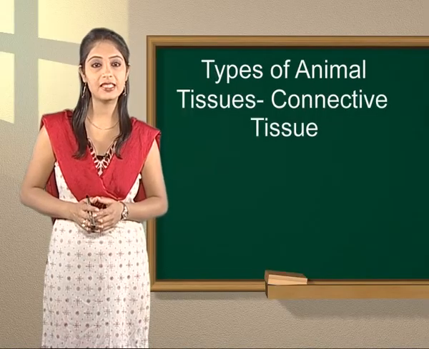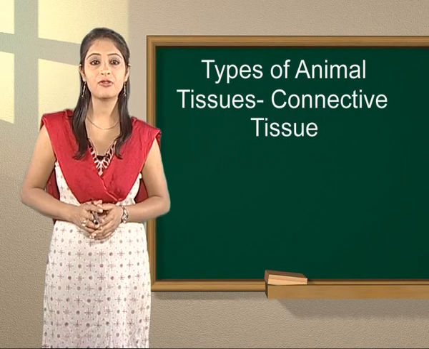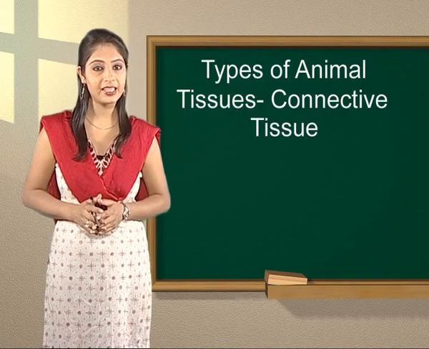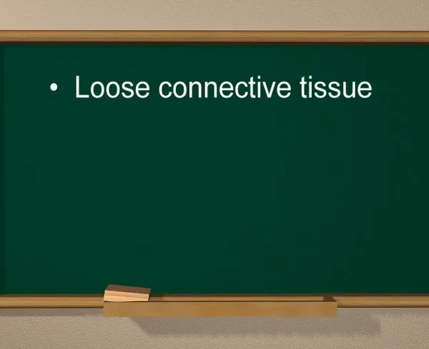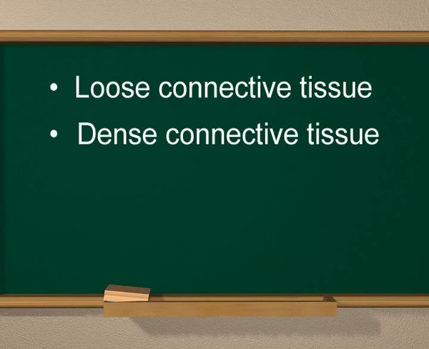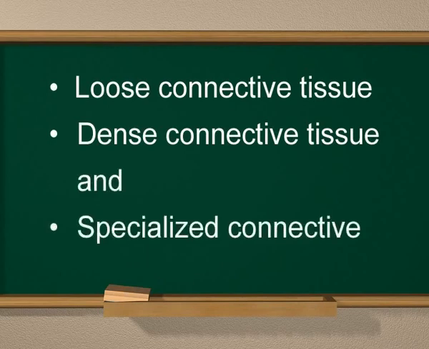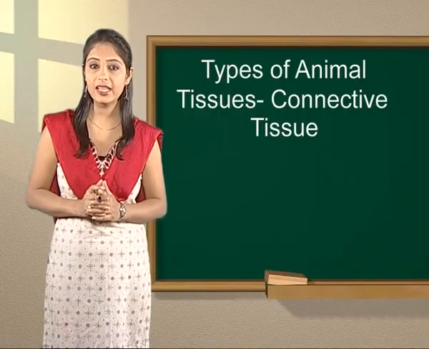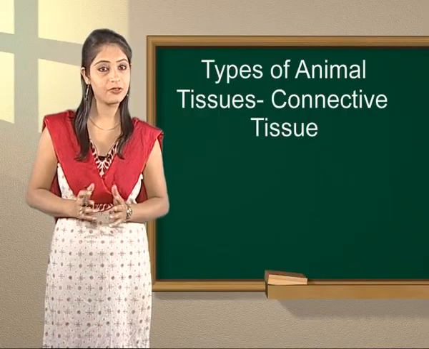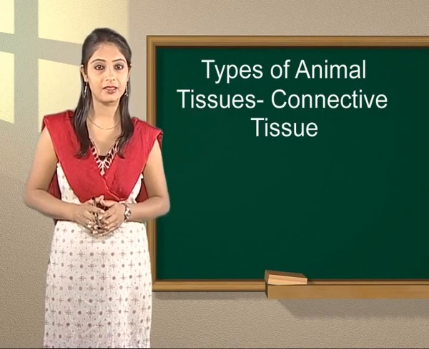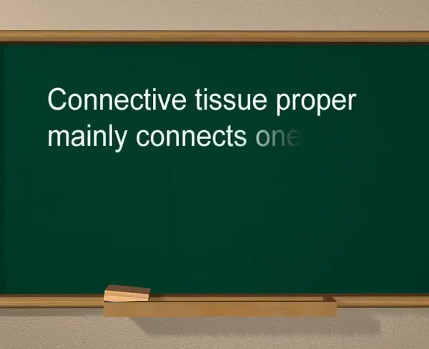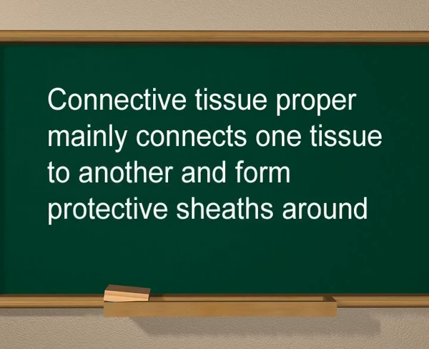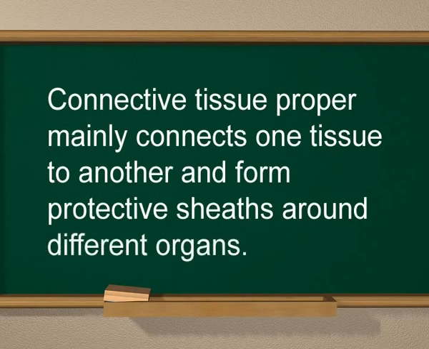The next question is, name the 3 main types of connective tissue. Answer. 3 main types of connective tissue are loose connective tissue, dense connective tissue, and specialized connective tissue. My next question is, what is the main function of connective tissue proper? Answer. Connective tissue proper mainly connects one tissue to another and form protective sheets around different organs.